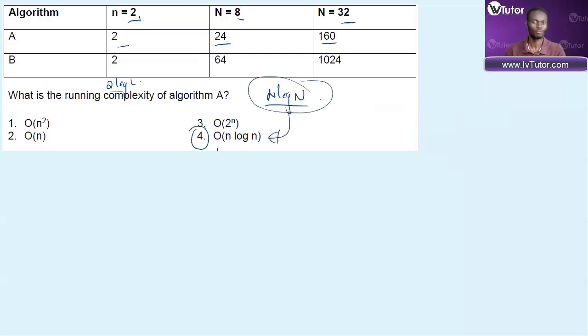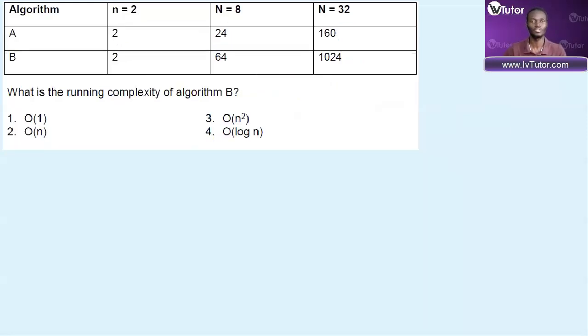There, 4. Right, let's look at part B of the question. When n is 2, I get 2. This one is not helping. Let's look at n is 8, I get 64. N squared is 64. So I'm going here, maybe it's n squared.